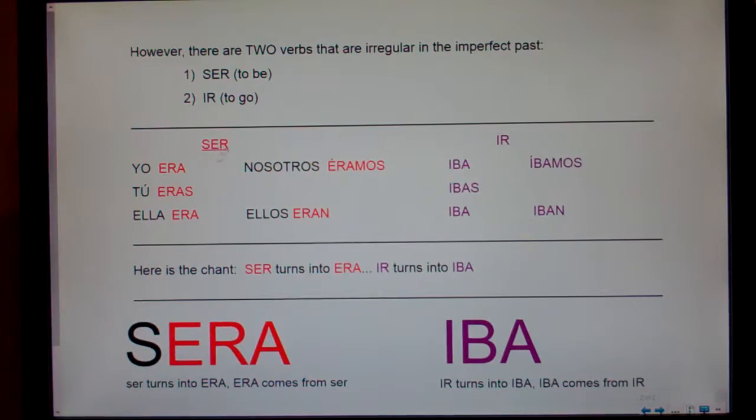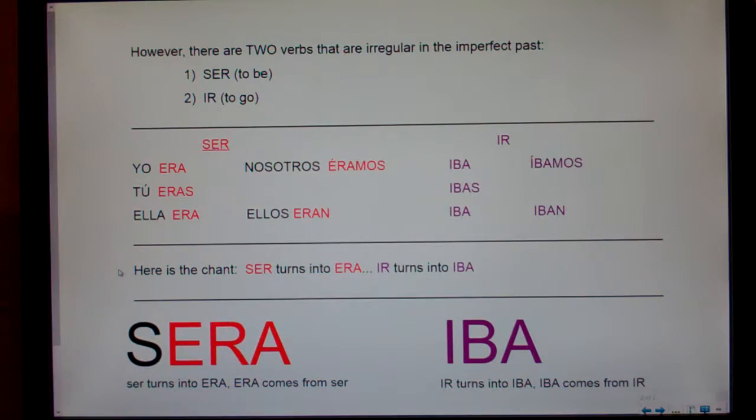Now, let's look at this. Ser turns into era, eras, era, éramos, eran. I was, you were, she was, we were, they were. Ir turns into iba, ibas, iba, íbamos, iban. I went, you went, she went, we went, they went. Now, if I just show you these, that's going to be hard to remember. So, here's a chant. Yes, there's always a chant. Ser turns into era, ir turns into iba. Ser turns into era, ir turns into iba.